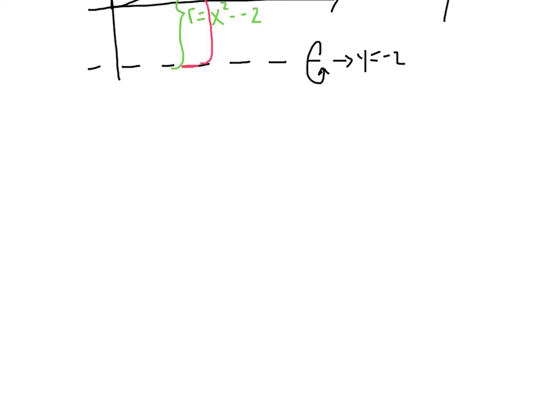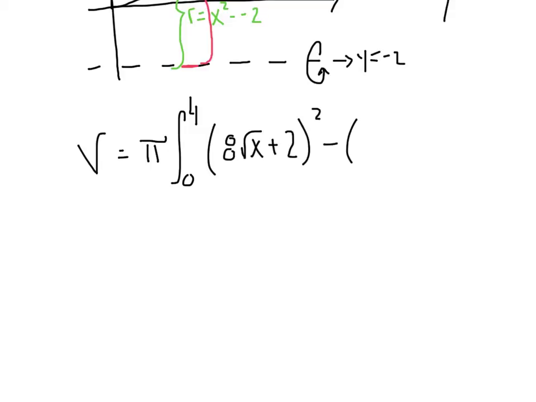Alright, so here's my setup. Volume equals pi, integral from 0 to 4, just like last time. And the outer radius is 8 radical x plus 2. Wrap it up, square it, minus the inner radius, x squared plus 2. Wrap it up, square it. If you want to throw square brackets on that entire thing, be my guest. I think it makes it look a little more organized and detailed.